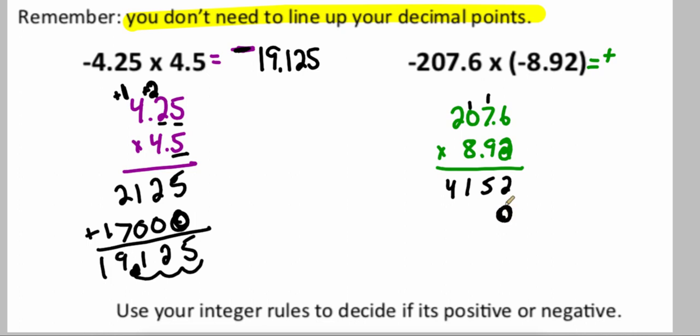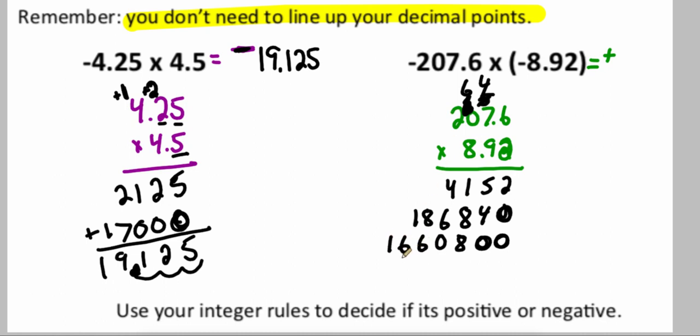Start the second row with a 0. 9 times 6 is 54. 9 times 7 is 63, plus 5 is 68. 9 times 0 is 0, plus 6 is 6. 9 times 2 is 18. Third row, start with 2 zeros, so each row gets an extra 0. 8 times 6 is 48. 8 times 7 is 56, plus 4 is 60. 8 times 0 is 0, plus 6 is 6. 8 times 2 is 16.